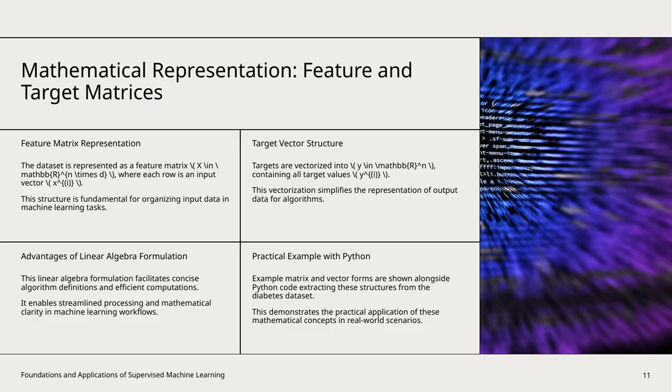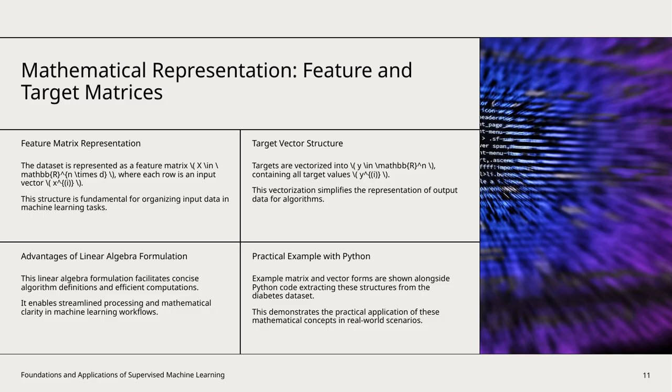Each row in X corresponds to an individual input vector, xi, which contains all the features for a specific data point. This matrix structure is fundamental because it provides a clear and organized way to handle input data across various tasks. Moving on, targets are expressed as a vector y, in real numbers with n elements. This vector contains all the target values, yi, associated with each input. Using a vector simplifies how we represent output data, making it easier for algorithms to process and learn from the data efficiently.